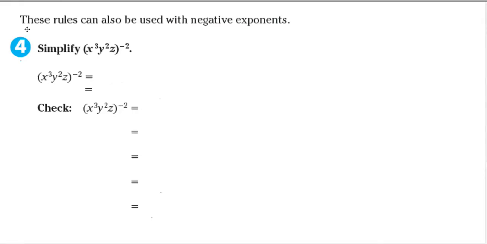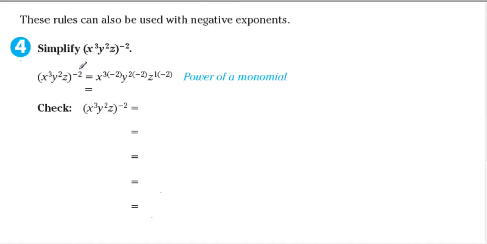Let's take a look at this example. These rules can also be used with negative exponents using the same rules. Let's say you have x cubed y squared z, all of them raised to the negative 2. We copy the problem first, and the first thing we do is use the power of a monomial. So this becomes x cubed multiplied by negative 2, y squared multiplied by negative 2, z to the first multiplied by negative 2. Remember, if a variable does not have an exponent, it is raised to the first power.